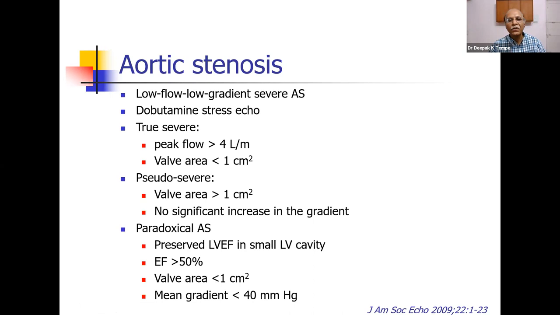So I hope I have clarified these three issues: the true severe, the pseudo severe, and the paradoxical aortic stenosis. Also, there is one more entity which might confuse you further. In patients who do not have any reserve, those who cannot increase the output despite administration of dobutamine, they will not increase their peak flow to more than 4 liters, and they will continue to have aortic stenosis. And this is the group of patients which is difficult to understand and manage.